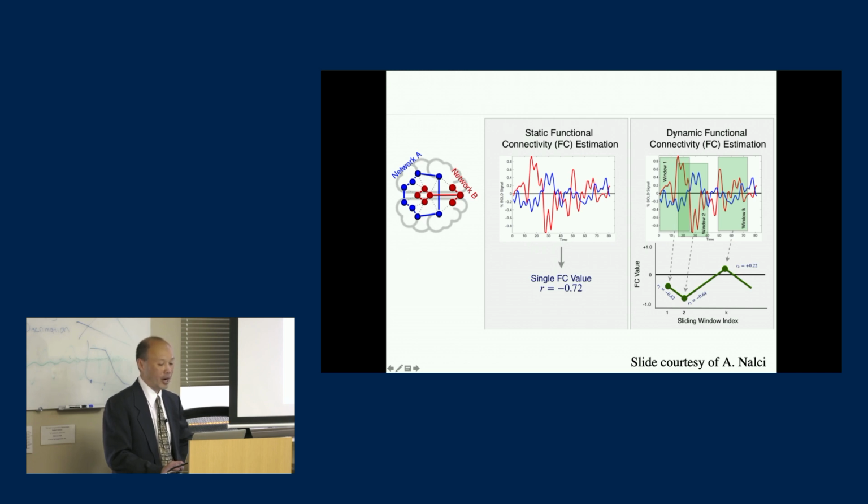Then we will also talk a little bit about dynamic functional connectivity, where it's identical to static functional connectivity, except now you have a sliding window and you're looking at the correlations over time. And typically these windows are on the order of, say, 20 to 40 seconds. And so you're looking at these correlations within a smaller time window.